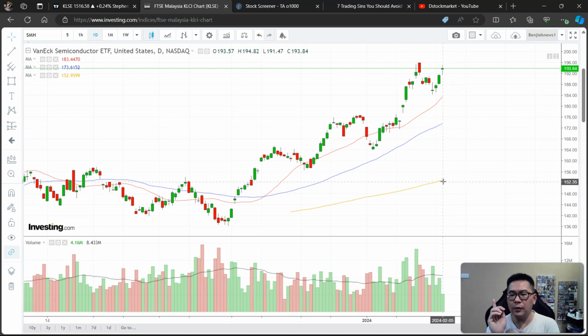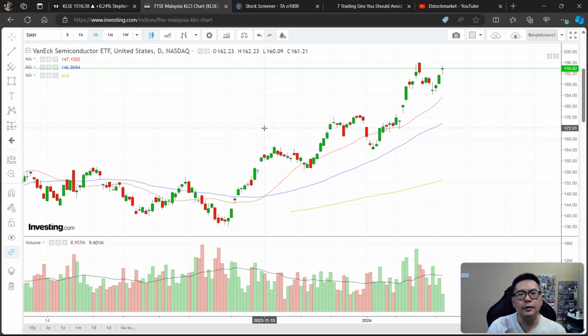So why do we need to look at the SMH? Very simple, because if semis are leading the stock market, like Nvidia is leading the stock market, semi stocks are going high, that means it's a very bullish market, it's a true bull market. And if the techs are doing very well, then it's also a true bull market. So the odds of it continuing higher are very, very good.